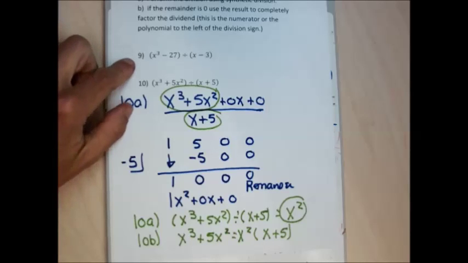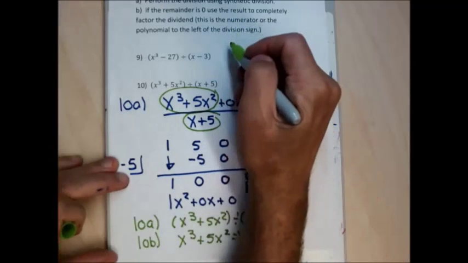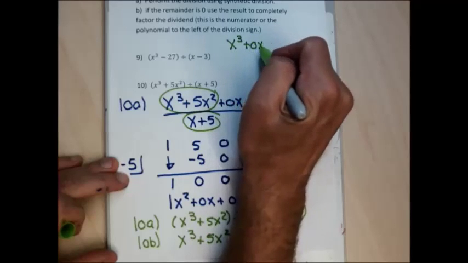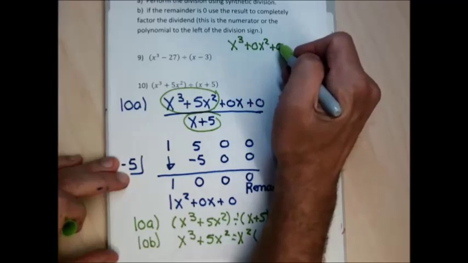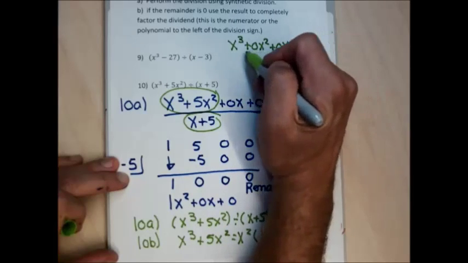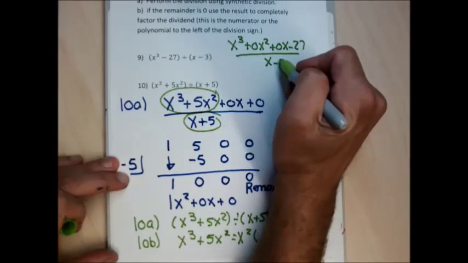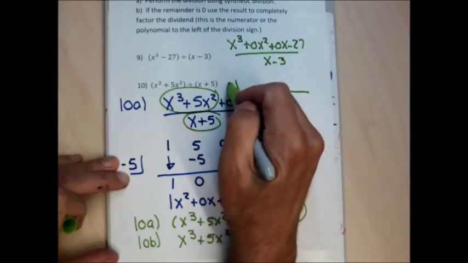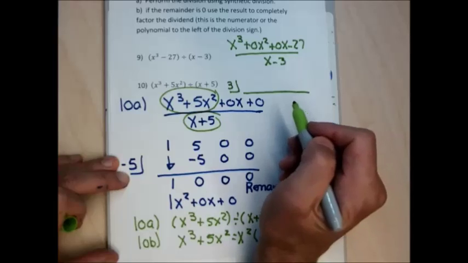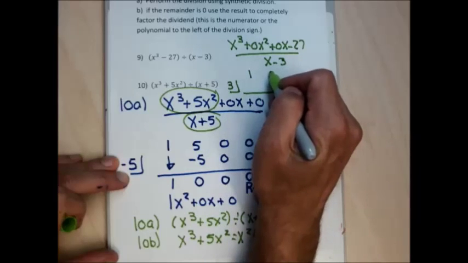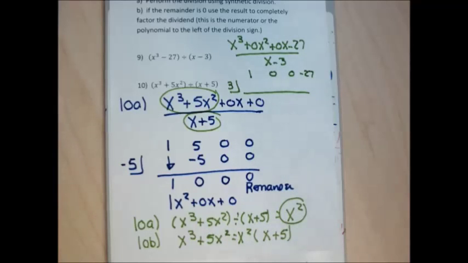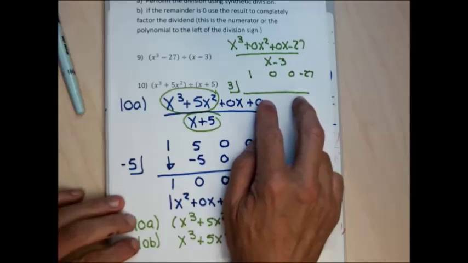When you go to do problem 9, you're going to write this as a division problem. You're going to write it as x cubed plus 0x squared plus 0x minus 27 over x minus 3. And then when you set it up, you're going to change the sign of the denominator and put a 3. Above your bar, you're going to put a 1, a 0, and a minus 27. The synthetic division will get a remainder of 0, and the answer won't factor.